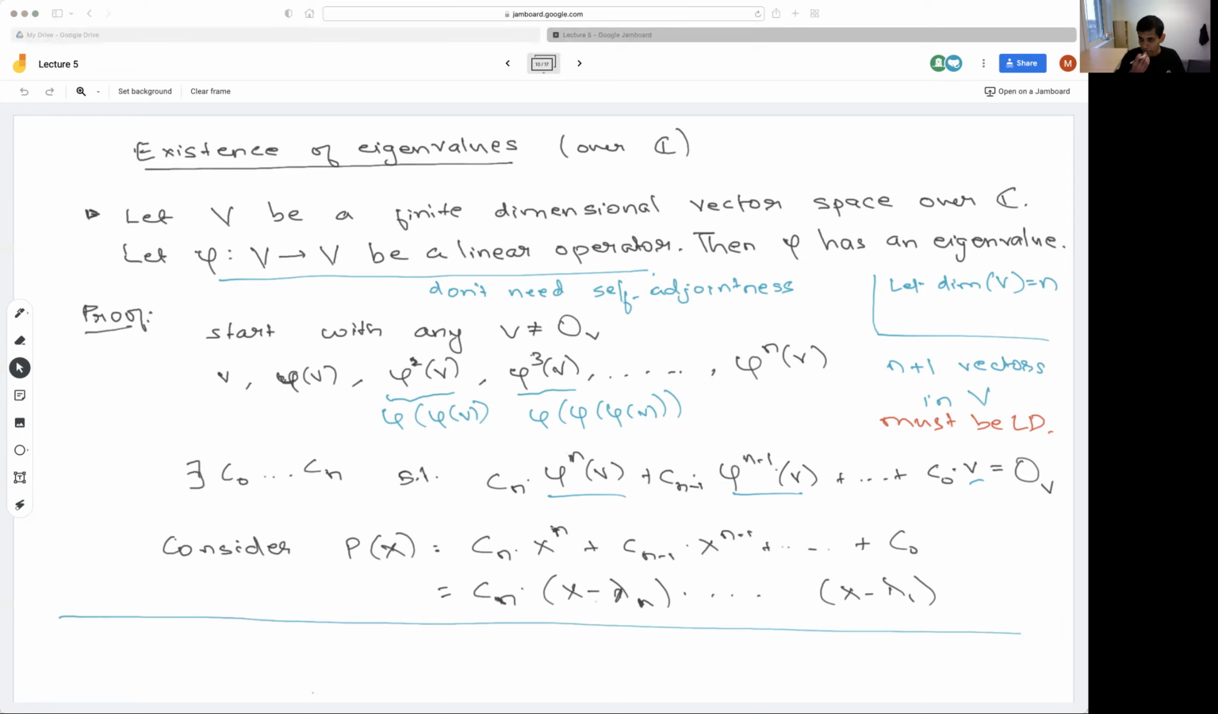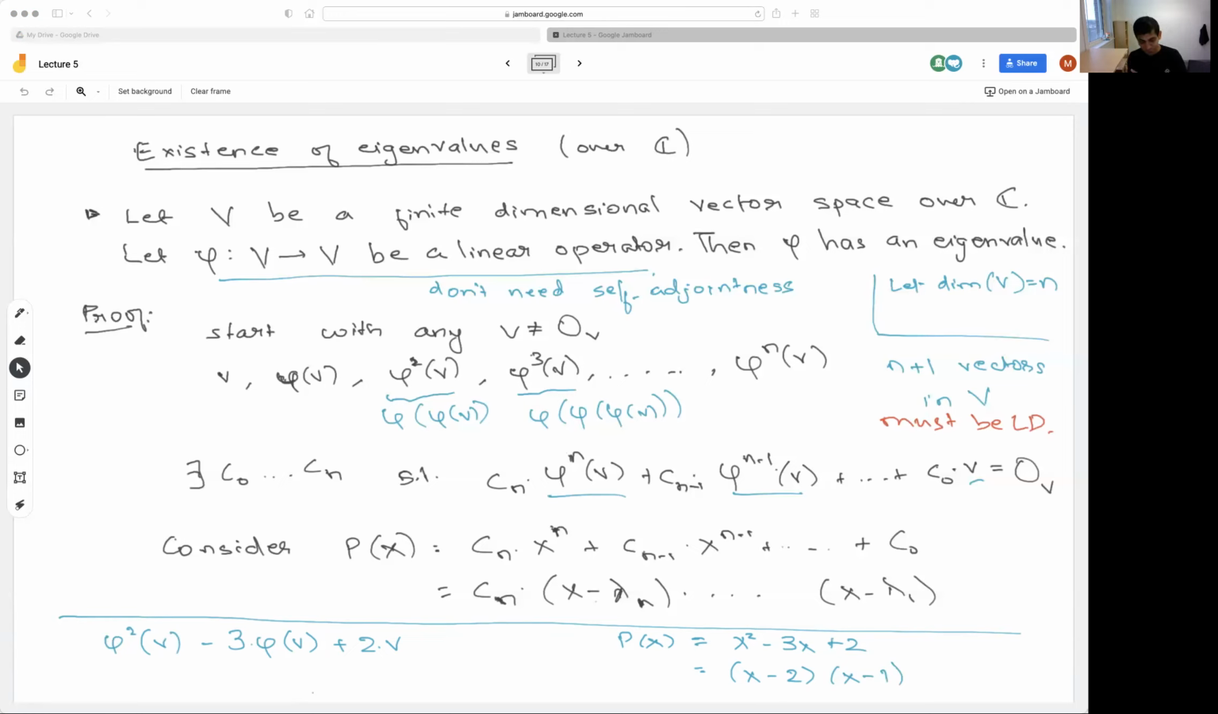So let's consider the expression phi square of v minus, let's say, 3 times phi of v plus 2 times v. Okay. So here I've just plugged in some concrete values for C2, C1, and C0. N is equal to 2 in this example. And if I consider the polynomial p of x, which is x square minus 3x plus 2, I can write it as a product of factors x minus 2 times x minus 1.